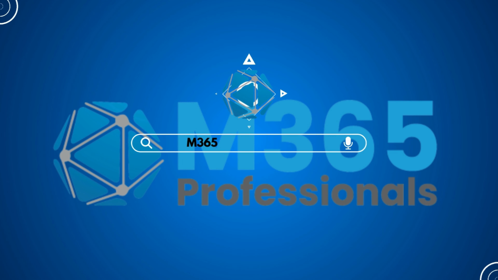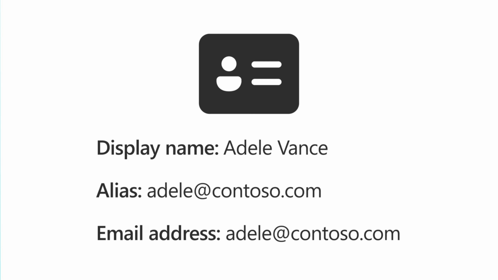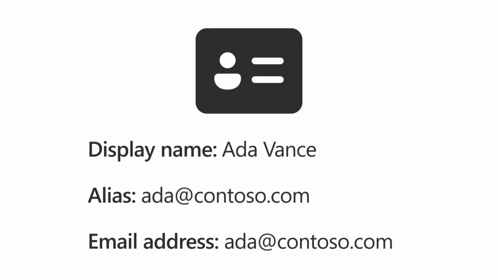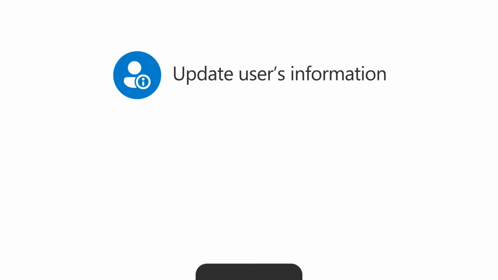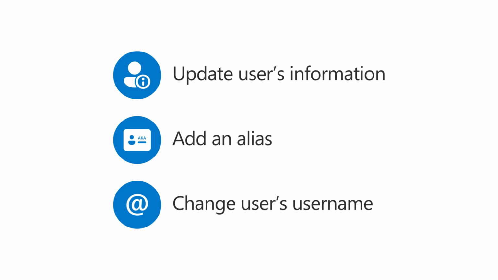Welcome to M365 Professional. Oftentimes, users will request that their information be changed, such as their username or email address. You can do this by updating their information, adding an alias, or changing their username. Let's take a look at all three processes.